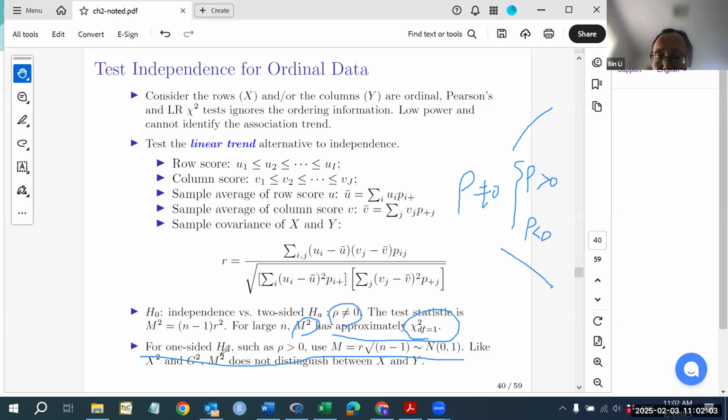So if the alternative is one-sided, let's say we are pretty sure it's a positive linear trend versus independence, then we can use M as the test statistic, because the chi-square only tests two-sided. So we can use M instead of M squared. M is r times the square root of n minus 1. That will follow the standard normal distribution with mean 0 and variance 1. So that's how we test it.